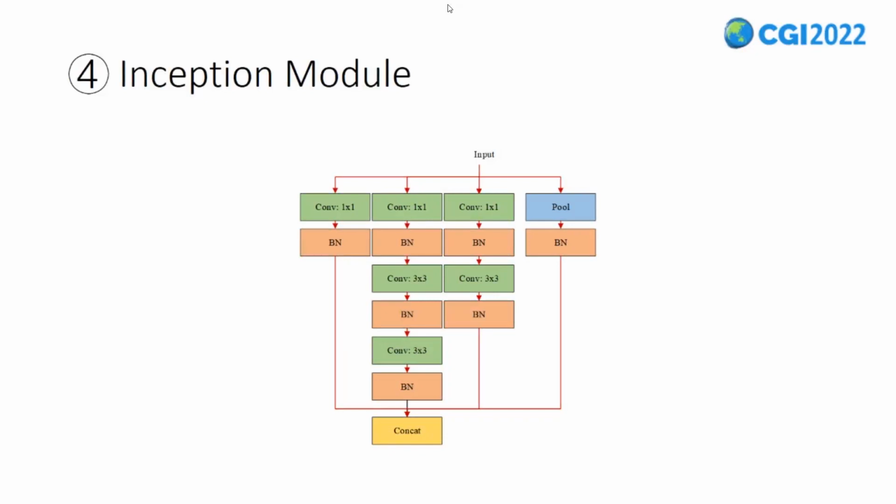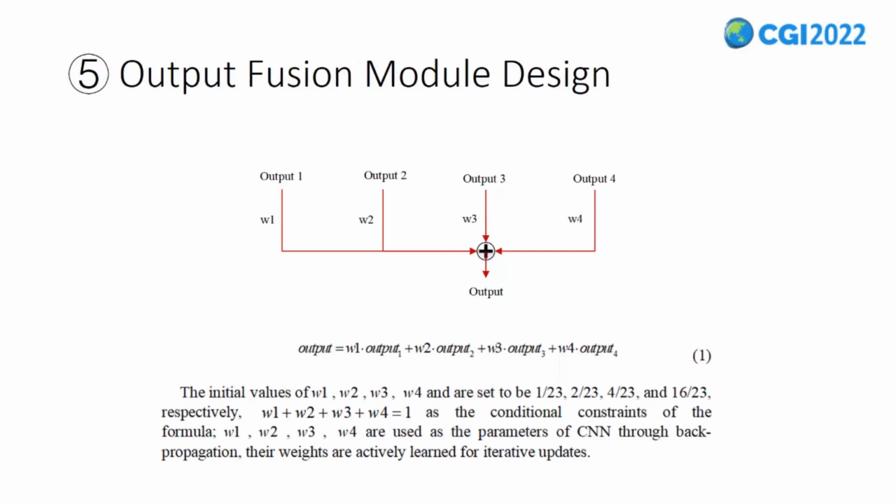The third branch performs feature extraction through a combination of 3 multiplied 3 convolutional layers and BN layers, and adjusts the channel dimensions with the 1 multiplied 1 convolutional layer and BN layer. The fourth branch pools and sums image features. Finally, the features of the four branches are fused and output. Next, the output fusion module fuses four branches built together with different widths. These widths can adjust by themselves.